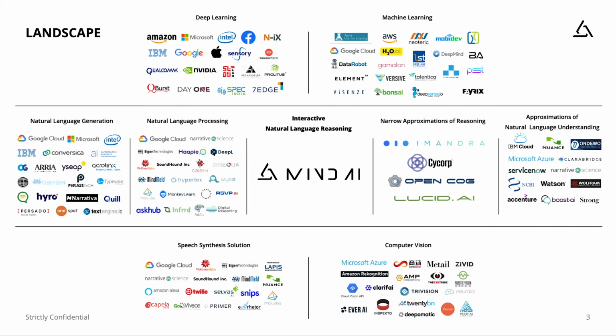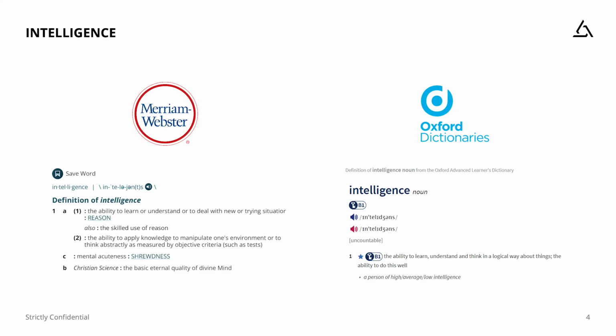The landscape is very crowded, actually, including deep learning, machine learning, natural language generation, approximation of reasoning, approximation of natural language understanding, as well as processing. But where we focus is on natural language reasoning, and it has to be interactive, it has to be adaptive, it has to have intelligence. So, going back to what intelligence is, the definition of intelligence is the ability to reason. It's also the ability to learn, understand, and think in a logical way. And that's where we focus.